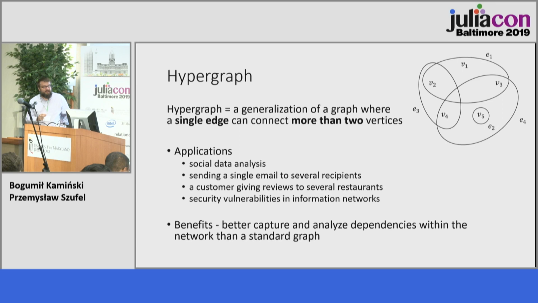The hypergraph is a data structure like the one you see on the right, where V stands for vertices and E stands for edges, and a single edge can span more than two vertices. For example, you can see edge E4 on the right, and edge E4 connects vertices V3, V4, and V5. So this concept, where a single edge connects several vertices, is called a hypergraph.